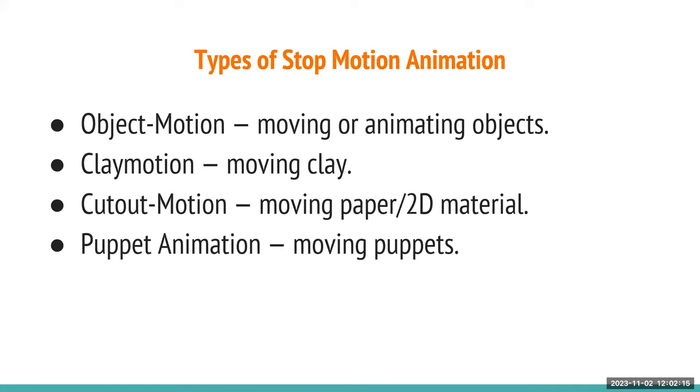Here you can see the different types of stop motion animation. First is object motion: when we use any object to create this animation, we call it object motion animation. Clay motion: when we use clay material to create animation, we call it clay motion animation. Third is cutout motion: when we use any paper cutout to create stop motion animation. And the last is puppet animation: when we use any toy or puppet to create this animation.